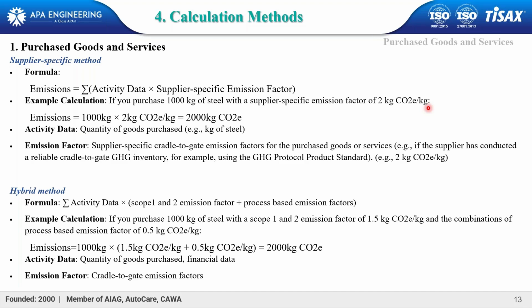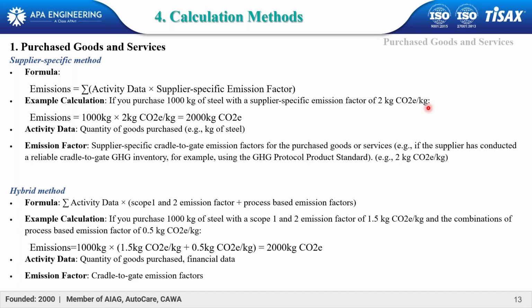We'll start with the upstream category, emissions category 1, purchased goods and services. This method is the most precise, relying on emission data provided directly by the supplier. The formula for estimating this emission would be the summation of the activity data multiplied by the supplier-specific emission factor, which is provided by the supplier.